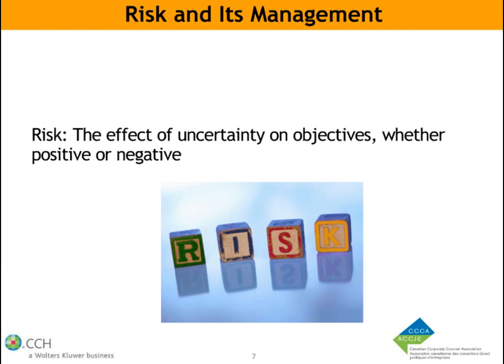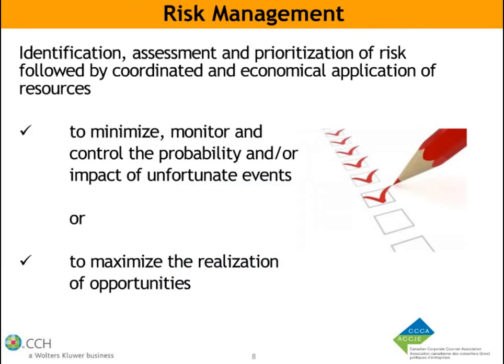So risk and its management. From my perspective, risk and risk management are almost overused terms, as they're used in a number of areas with somewhat different meanings. But for the purposes of our discussion today, when we're talking about risk, we're talking about uncertainty of actions and decisions. And when we're talking about risk management in this discussion, we're talking about identification, assessment, and prioritization of risks, followed by a coordinated application of resources to help minimize, monitor and control the probability and or impacts of negative events to potentially maximize benefits and opportunities for the organization.